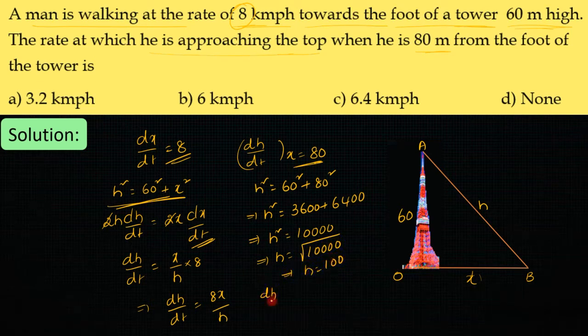Now dh by dt at x equal to 80 is equal to, here we substitute x equal to 80 and h equal to 100. We get 8 into 80 divided by 100 is equal to, here 0 gets cancelled, 8 into 8 is 64, 64 by 10, that is 6.4 kilometer per hour. Therefore the answer is option C.